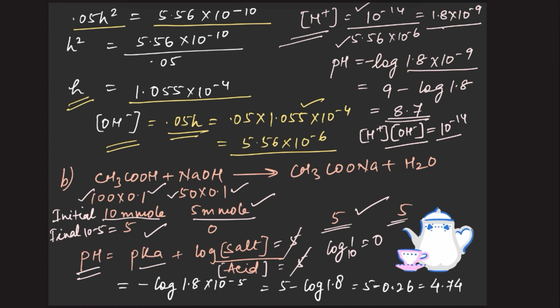So pH will be equal to pKa. And what is the value of pKa? pKa is equal to minus log of Ka. So minus log 1.8 into 10 to the power minus 5. Solving, pH की वैल्यू आ जाएगी 4.74.